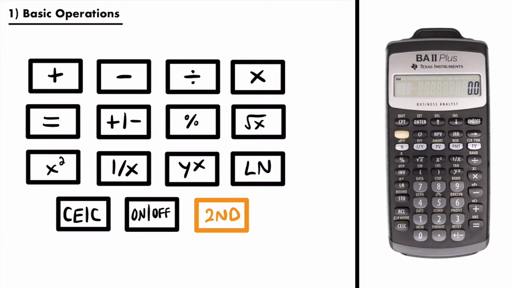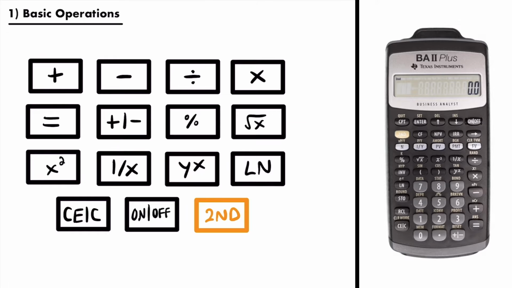And what that's telling you is it is now looking for second functions for the buttons on your calculator. And what you'll notice for almost every single button on this calculator is that there is some orange text above each of the buttons. And so when you press the second button and then press one of the other buttons on the calculator, it's not going to do its normal function, it's going to do its second function.